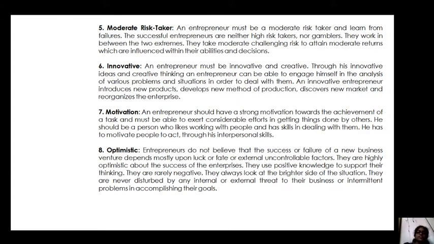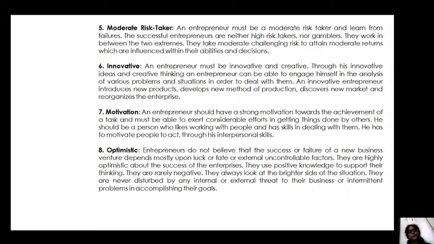So, motivation. Innovative, we have seen, he must be innovative and creative. He should try to adopt modern techniques in the business, new ideas, new technology which is introduced timely. He must be ready to accept that, he must be ready to follow. An innovative entrepreneur introduces new products, develops new methods of production, discovers new markets and reorganizes the enterprise.